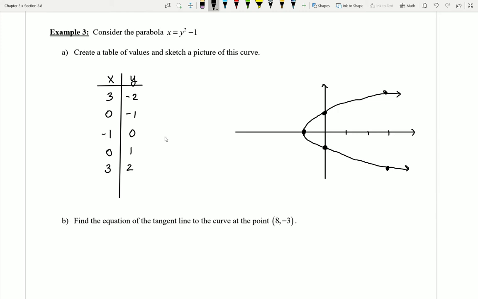But what if I was asked to find the equation of a tangent line to this curve at the point 8, -3? Well, 8, -3, oh gosh, I don't even really have space for it in the picture, but let's just say for the sake of argument that it corresponds to some point maybe way over here, 8 over and 3 down. And so definitely there is a tangent line here that I might want to try to find the equation of, but how am I going to do that?